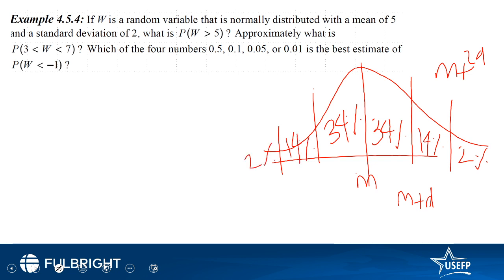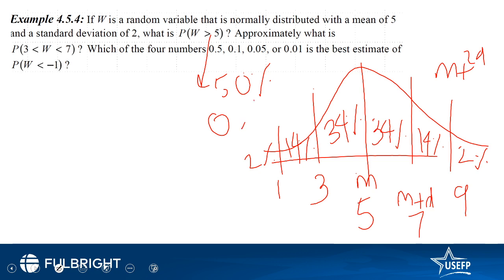So we have a mean of 5, standard deviation of 2. So the probability that this W is greater than 5 is 50%. So the answer to this is 50% or 0.5. 50% equals 0.5. Percentage means 1 over 100. So if you're not using the percentage sign, it becomes 50 divided by 100, which is 0.5.